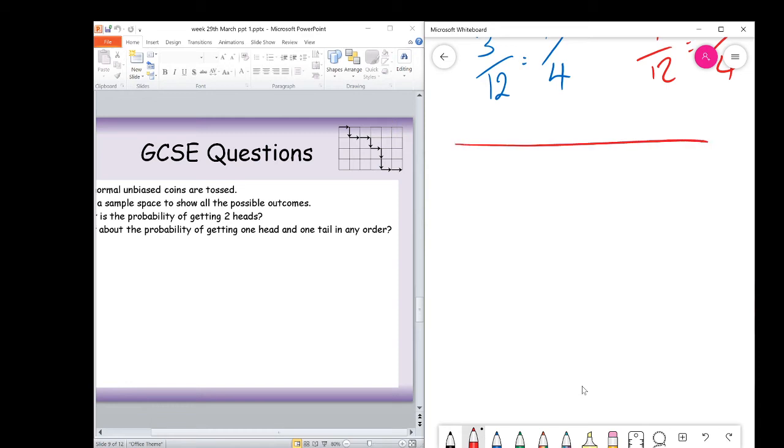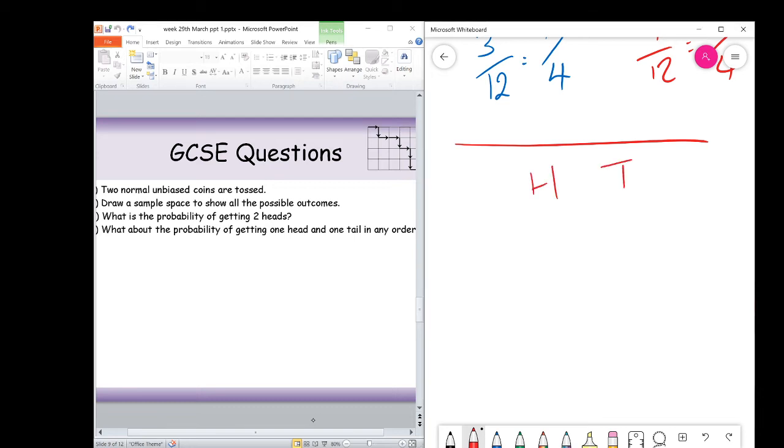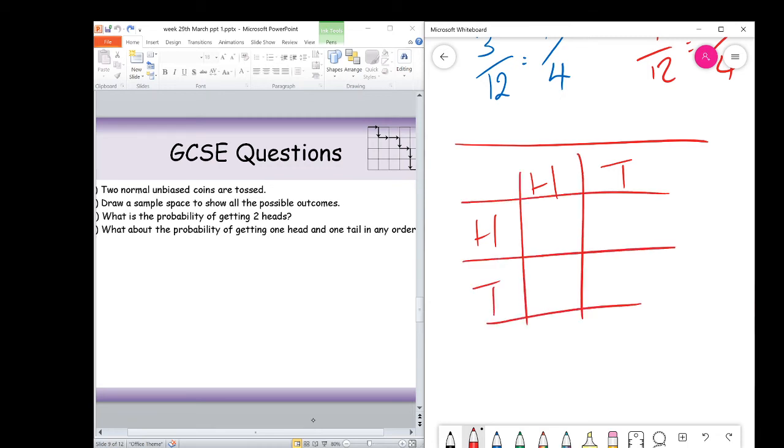Two normal unbiased coins are tossed. Draw a sample space to show the possible outcomes. So unbiased coins, so I could get a head and a head, or I could get a head and a tail. So these all have to be unbiased, otherwise the chances of them happening is unequal and then we can't do anything about it. So I can get a head, a head, a head, a tail, a tail, a head, a tail, a tail. What's the probability of getting 2 heads? Well, that's that one there, which is 1 out of 4.